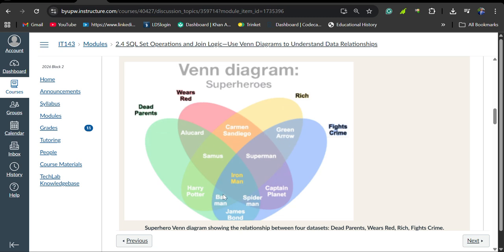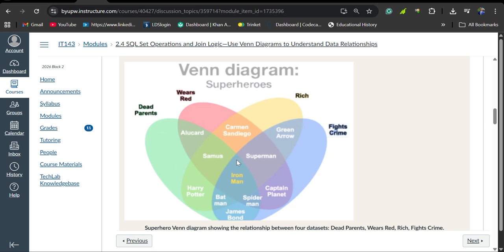To look at the union also, all the elements that are here are the union, or the union of the set. So that means that Alucard, Samus, Carmen, Green Arrow, Superman, Harry Potter, Batman, James Bond, Spider-Man, Captain Planet, and Iron Man are all in the union set.